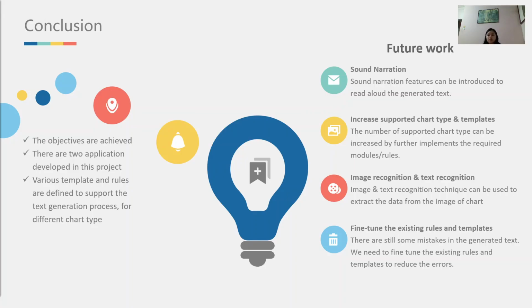For future work, sound narration can be introduced to the web applications to read the generated text, and the supported chart types and templates can be increased by further implementing modules and templates. Image recognition and text recognition can be used to extract the data from the image of the chart. And we can fine-tune the existing rules and templates to eliminate errors, especially semantic and grammatical errors.